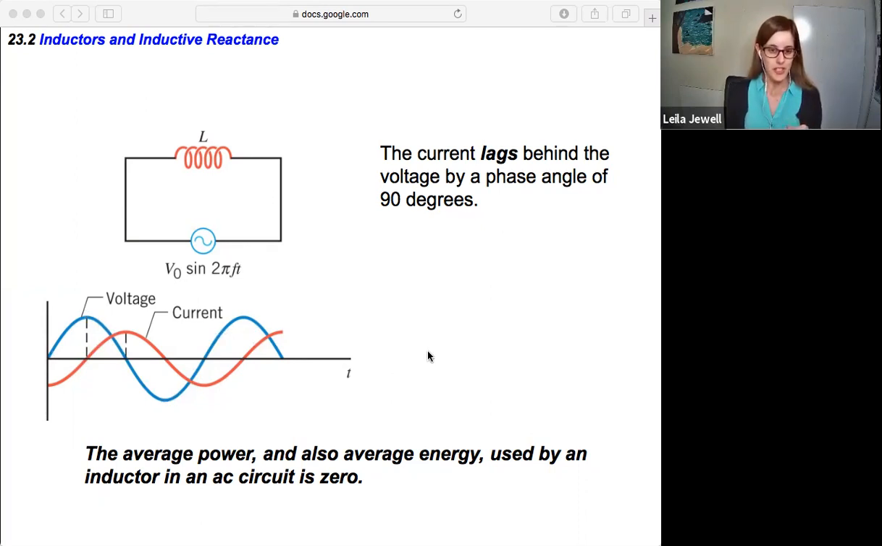Now, interestingly, the average power, and thus also the average energy used by an inductor in an AC circuit, is 0. So it's not dissipating energy. It turns out only resistors are going to dissipate energy, not the capacitors or inductors. But inductors and capacitors do introduce this interesting lag. And again, rather than trying to draw the squiggles of the sine wave, which are really hard to keep straight, we can switch to a phasor representation.